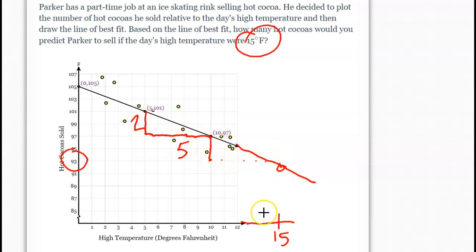Okay, so you can use just eyeballing it to get your measurement, to get your answer, or you can actually look at the slope, your rise and your run. Okay, remember you can always find distance by looking at the rise and the run. So based on this, I would say I am fairly certain that he would sell 93 cups of hot cocoa.